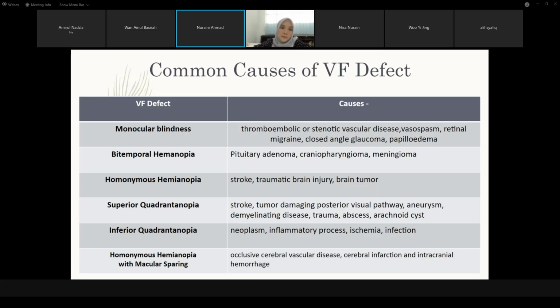And then homonymous hemianopia with macular sparing. Macam saya cakap tadi, kita punya hospital loop menerima two type blood supply. So contoh disease ni pun menyebabkan blood supply, which is occlusive cerebrovascular disease, cerebral obstruction ataupun intracranial hemorrhage yang menyebabkan kita punya salah satu blood supply terputus. Hanya ada satu blood supply, so dia akan preserve the macula tu. Okay. And then next.